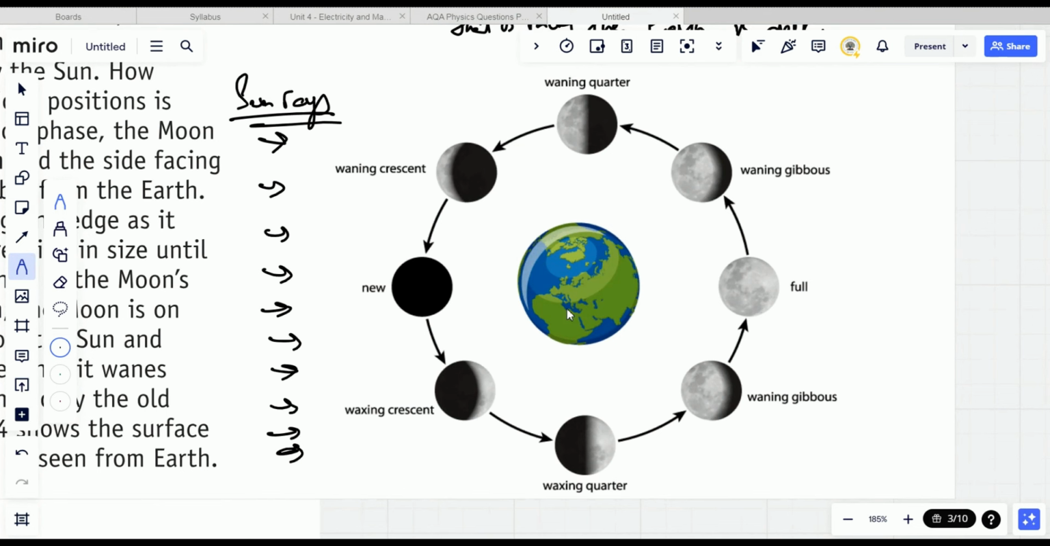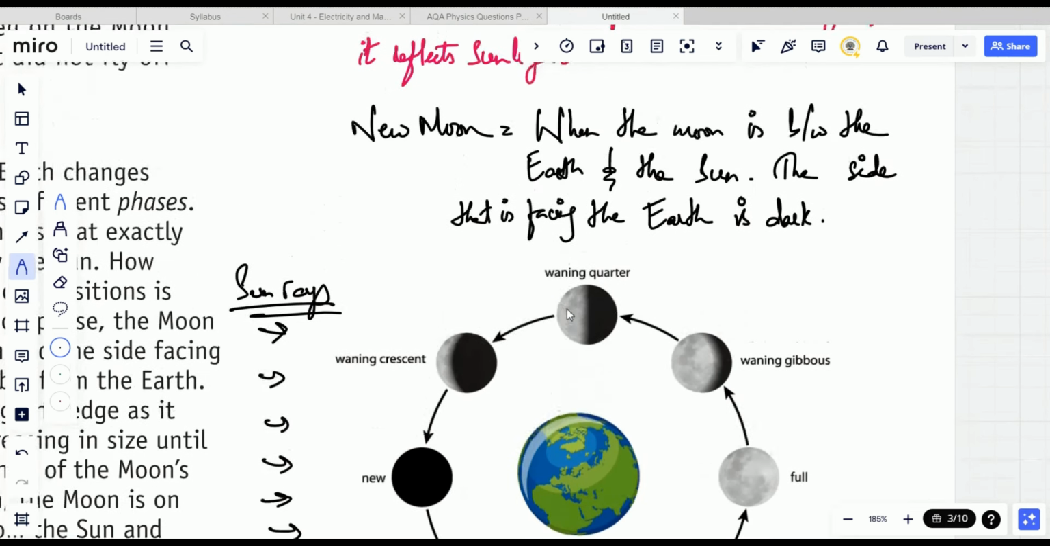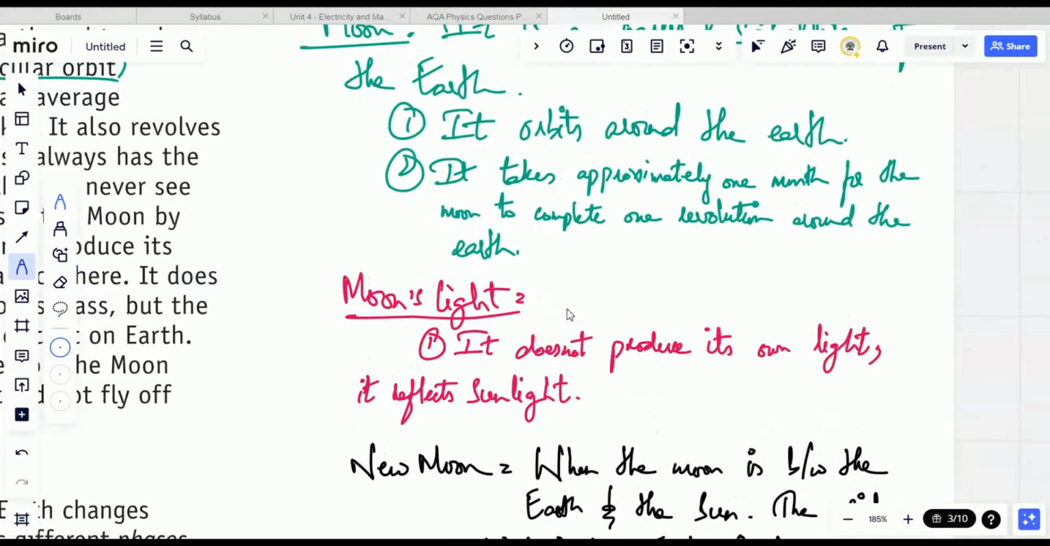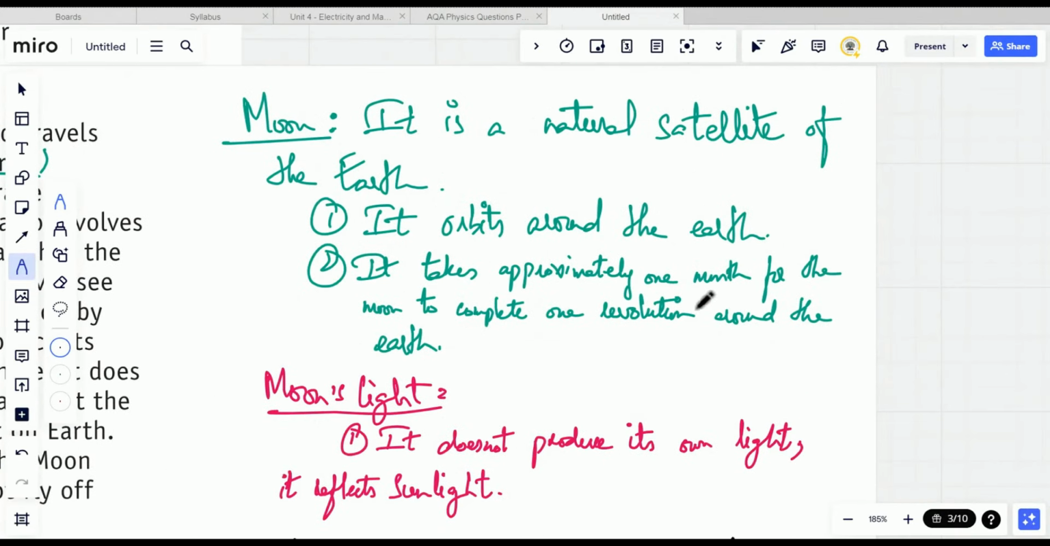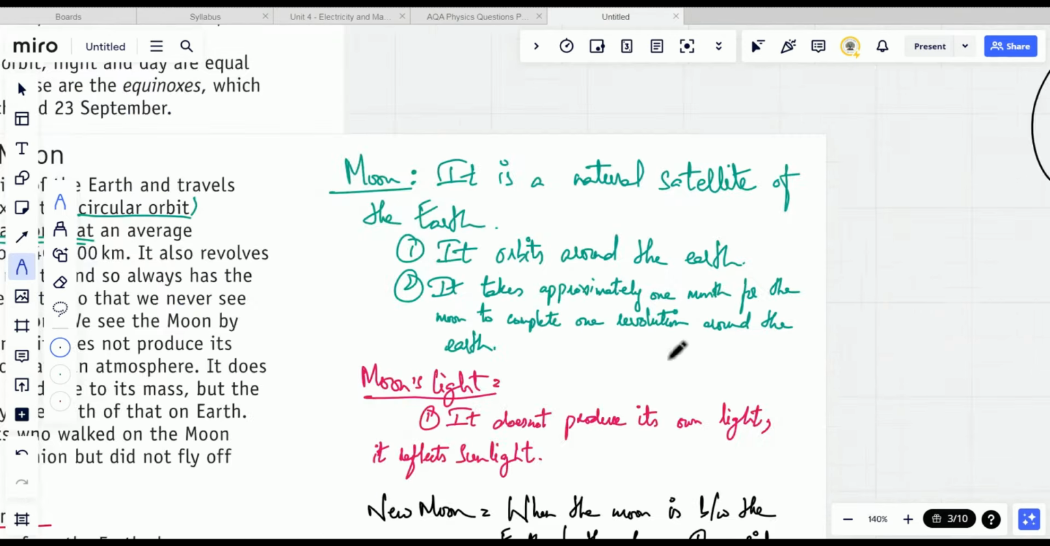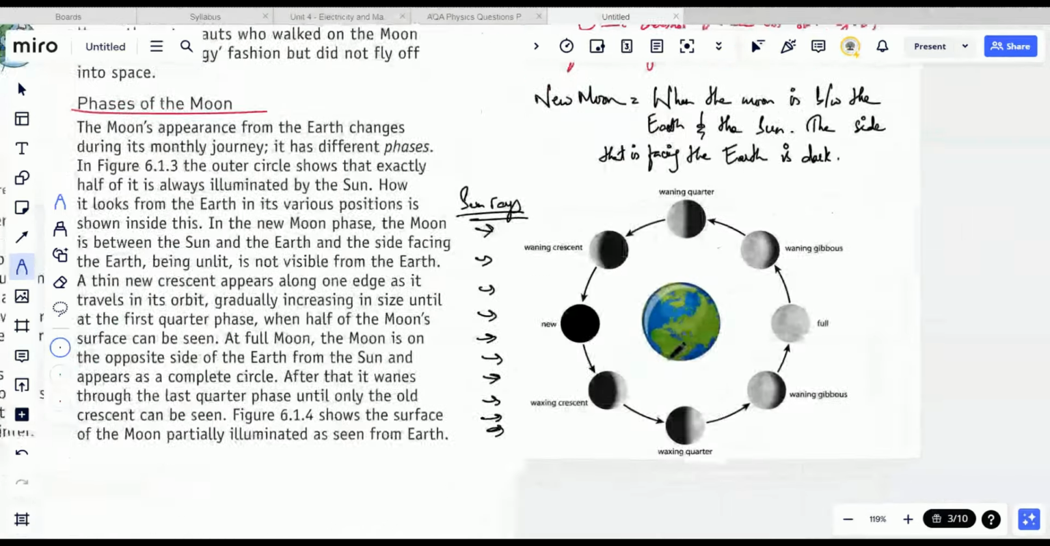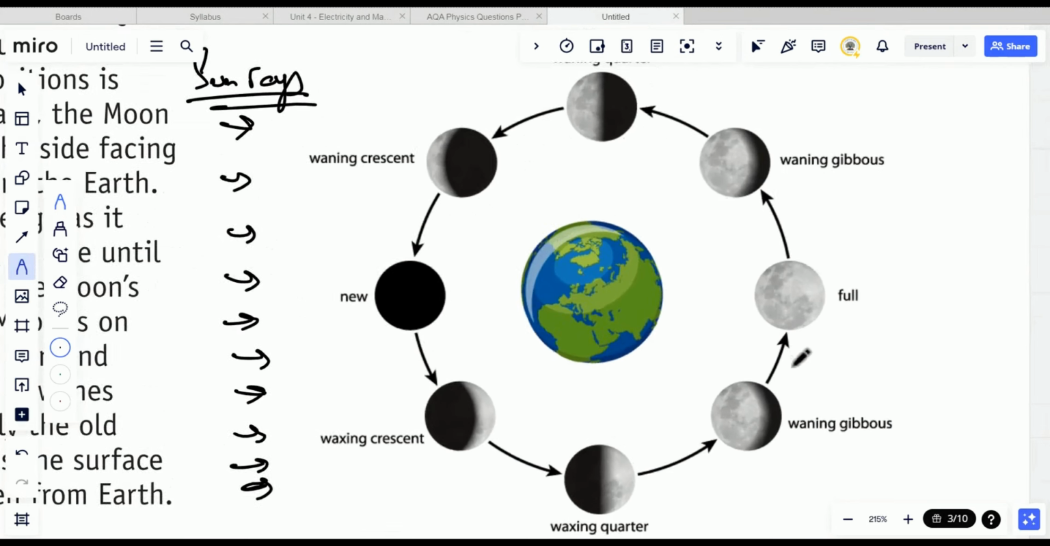What was the time period for the moon to complete one whole rotation? It was around 28 days, 27 days, yeah, 28 days. Approximately 1 month. You always write approximately 1 month for the moon to complete one revolution around the Earth. So they could ask you when do we get a full moon? Whenever the moon is at this side of the sun and the earth. When do we get a new moon? This phase. Okay?